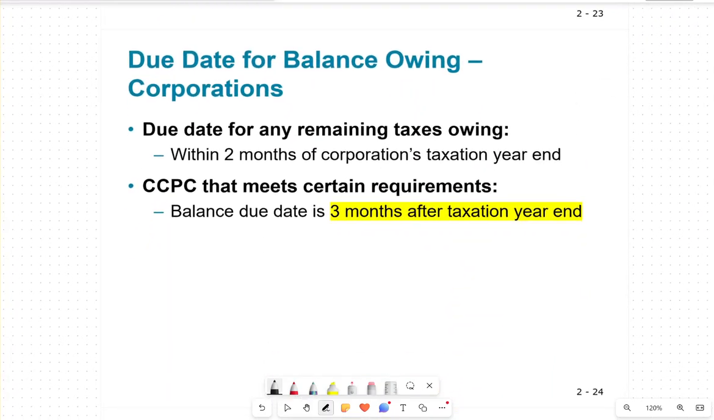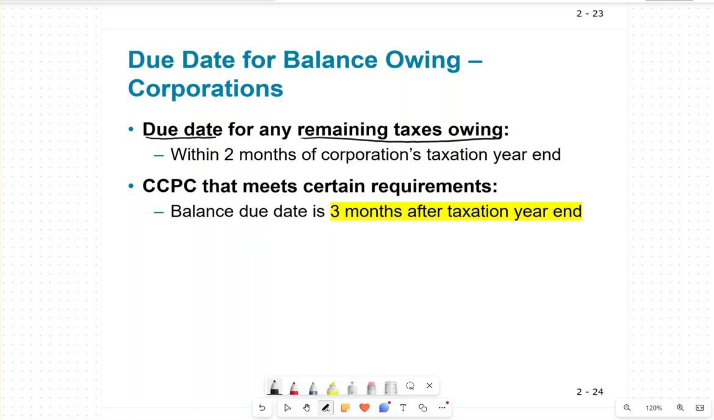Now when we think of a due date for the corporation, of course we said that it's 6 months after the corporation's tax year that they can file their taxes. The due date for any remaining taxes owing is within 2 months of the corporation's tax year end. When a corporation owes taxes, we still have to pay the interest and the penalties too.